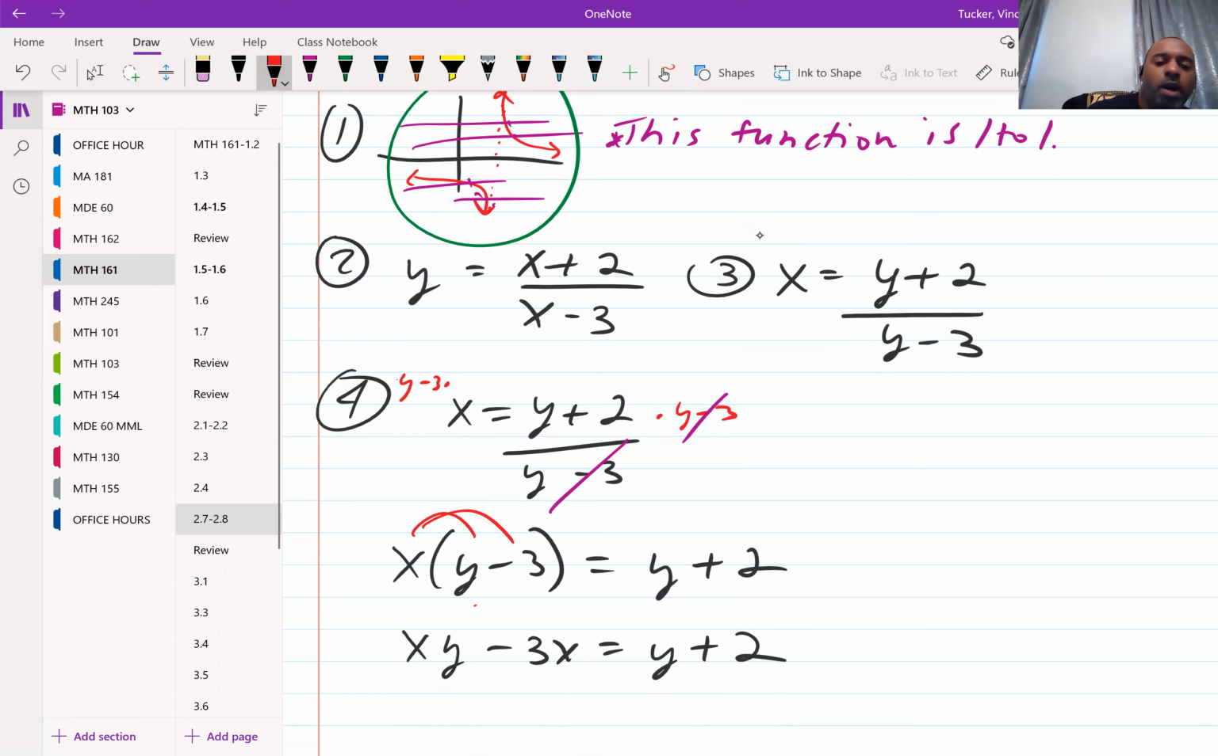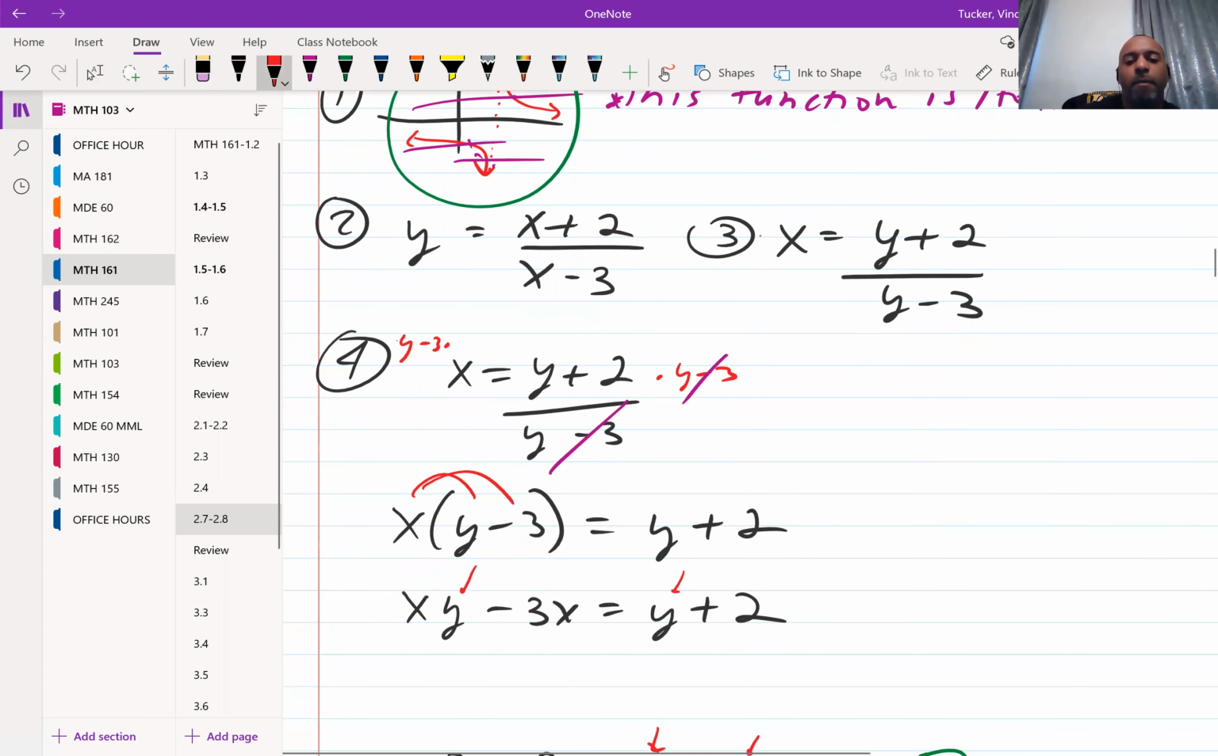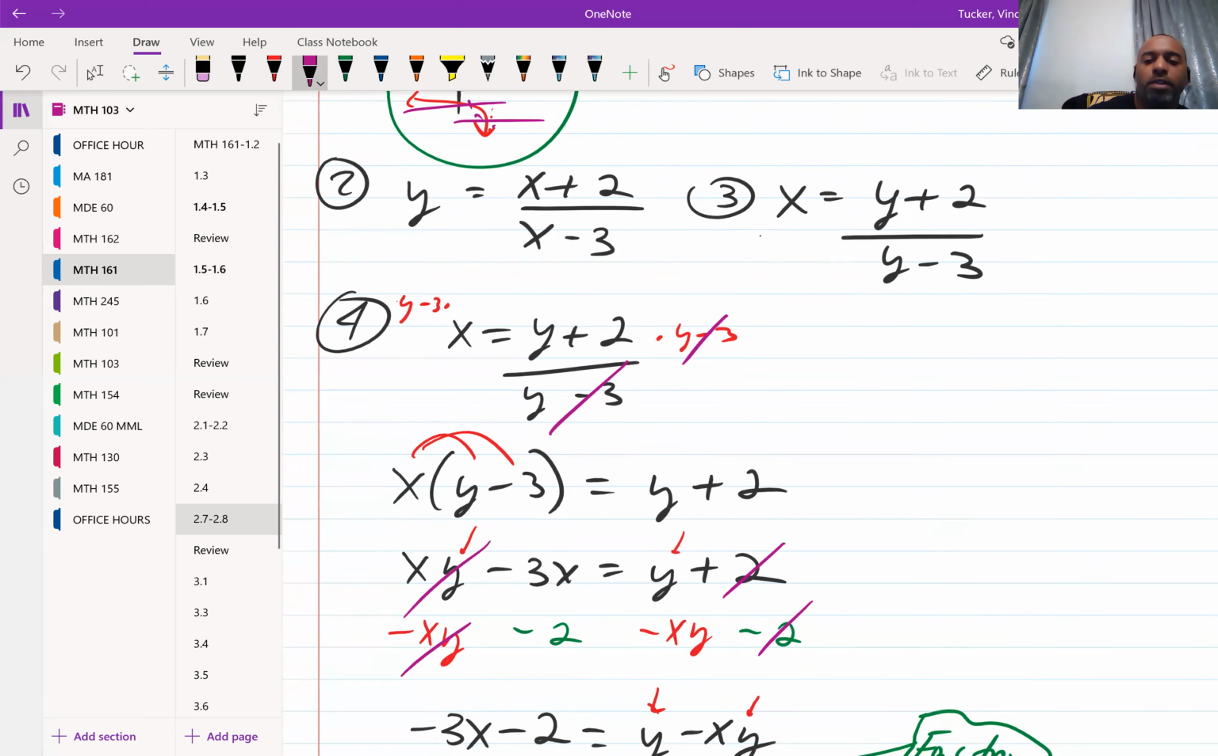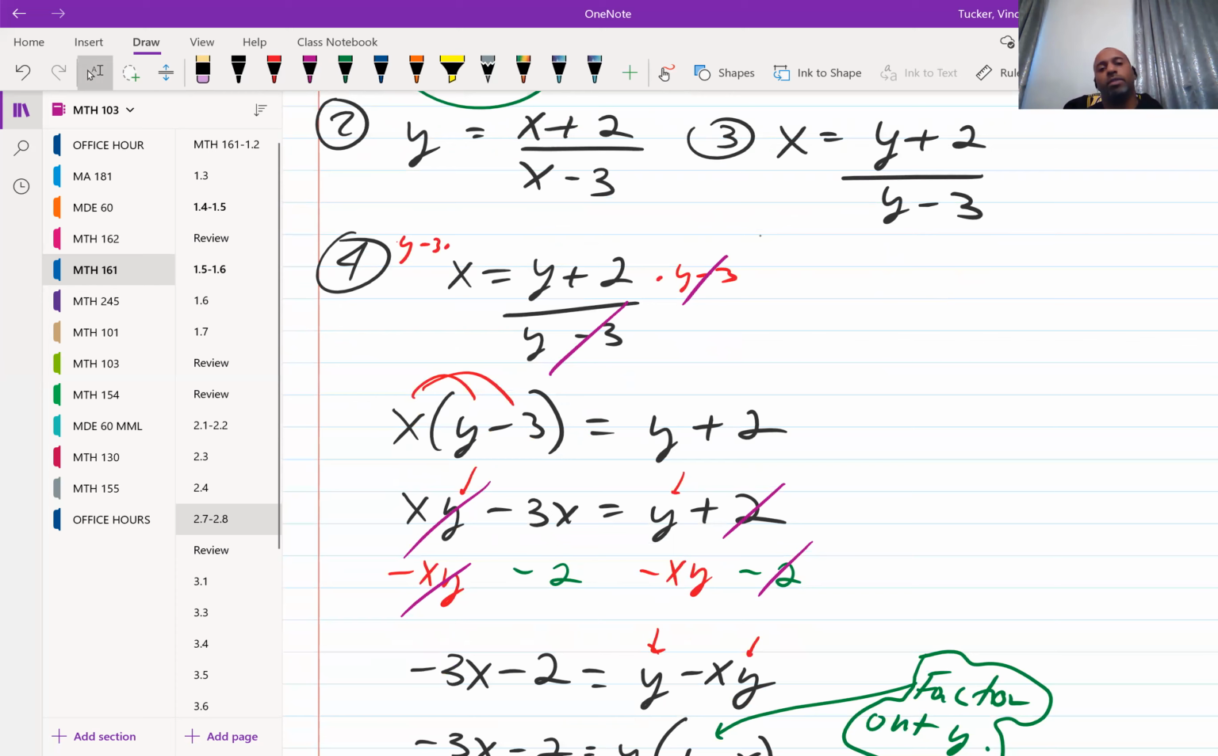Now we have y in two different places. So our goal should be to get all of our terms with y to one side, all of our terms without y to the other. And it doesn't matter which way you decide to go. I'm going to subtract xy from both sides and subtract 2 from both sides. Cancels out here, cancels out here, and gives us this result.